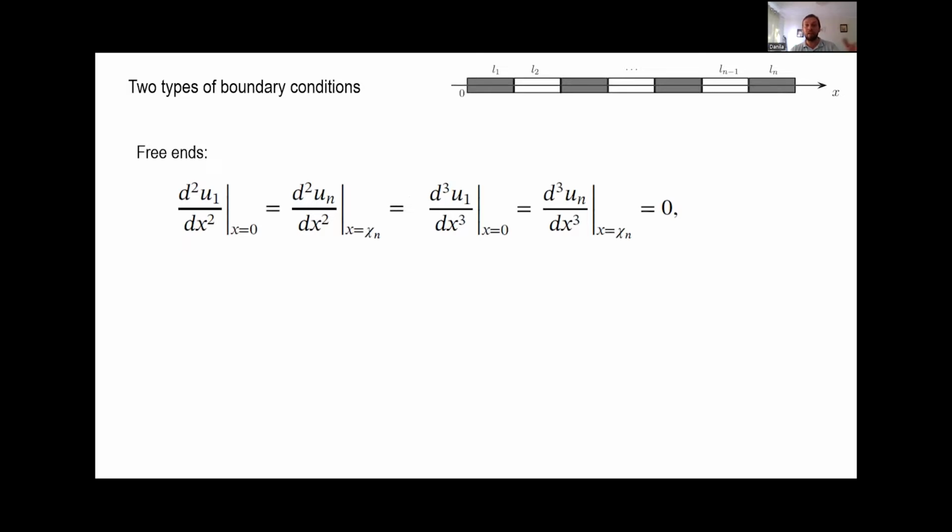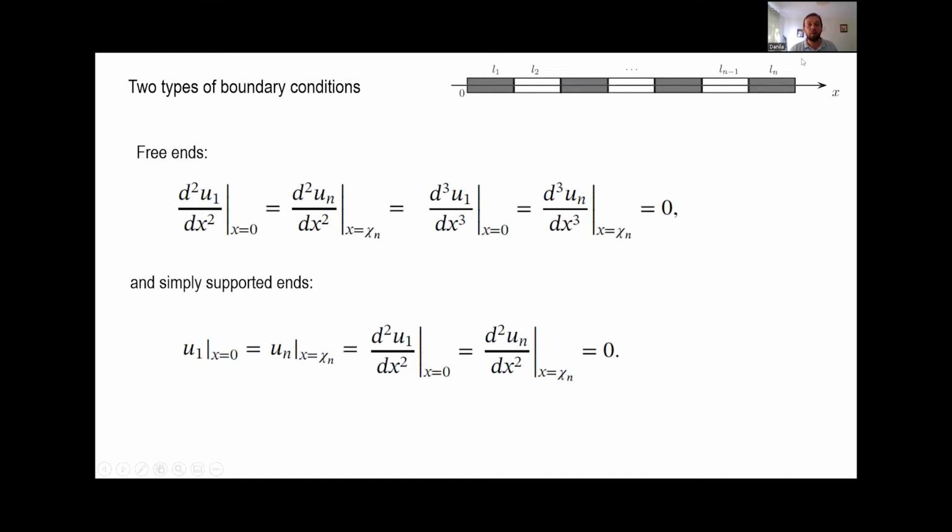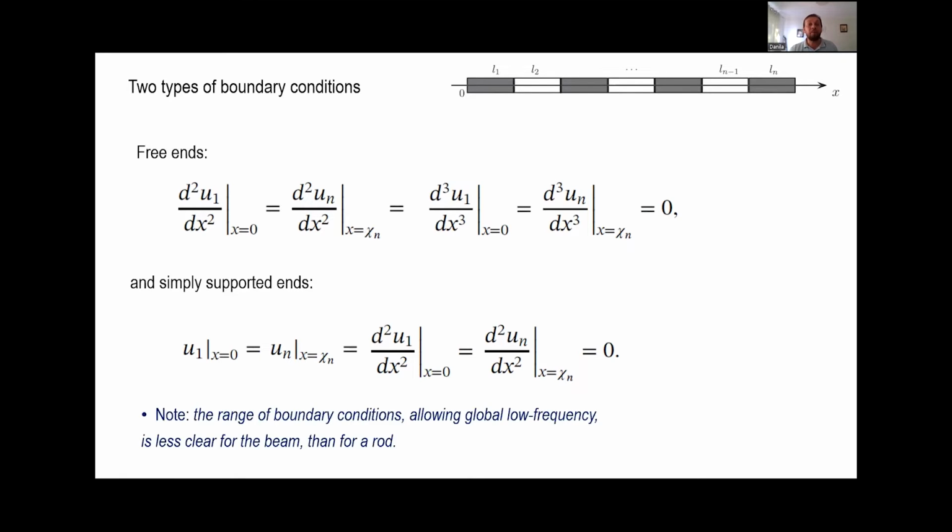Namely the case of the free ends, so when there were no moments and no shear force at the ends, that was one option. And another would be simply supported, so precluding displacements and moments. So that would be another popular type of boundary condition.